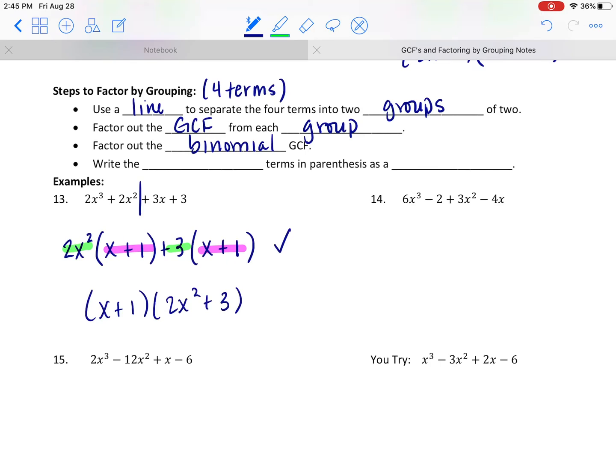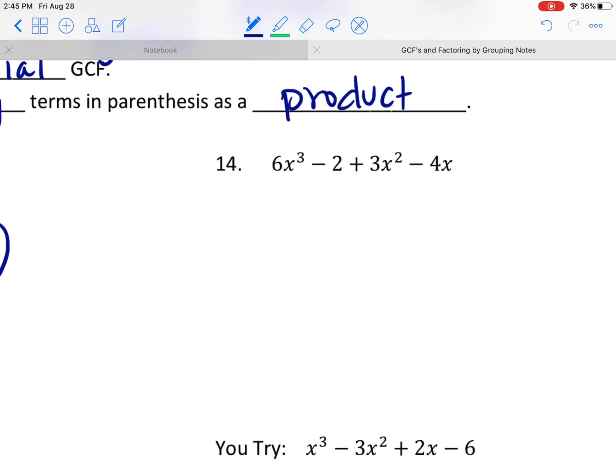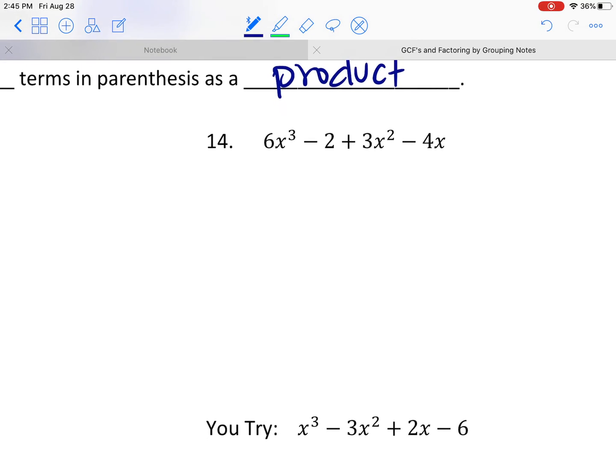So write the remaining terms, which again were the 2x squared and the plus 3, in parentheses as a product. Okay, so let's try this again. Now, don't write this yet because it's not going to be correct.